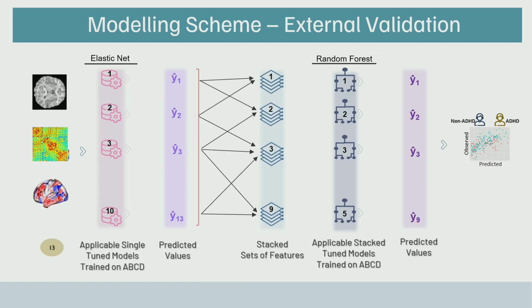So for the external validation, out of the 81 single models that we trained from ABCD, only 10 of them were applicable to what we had in the external validation. We got the predicted values out of these models, and then we again stacked them into different combinations and used the applicable stacked models that were trained in ABCD to predict the cognitive functioning scores.